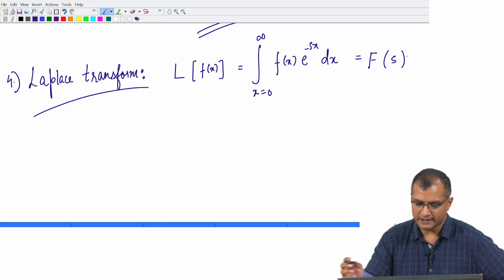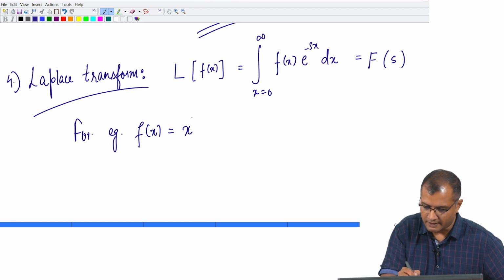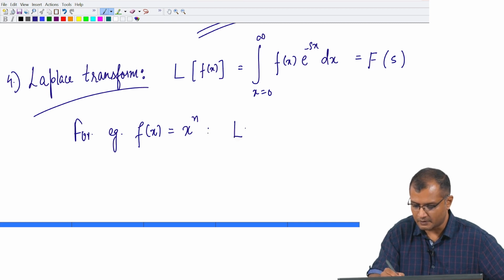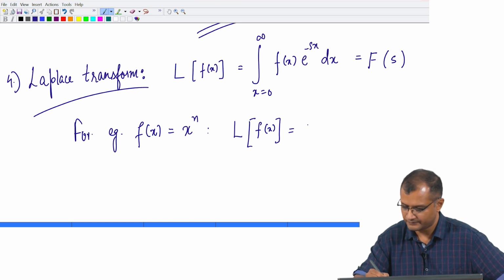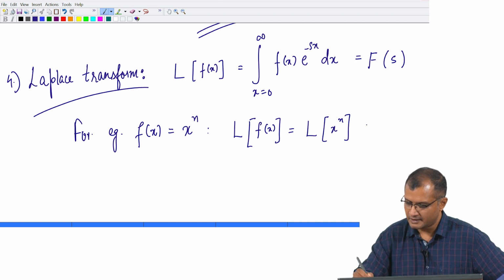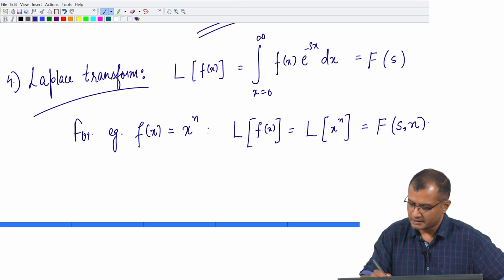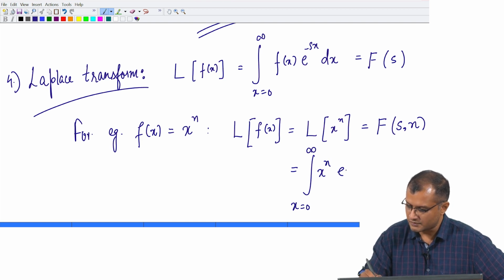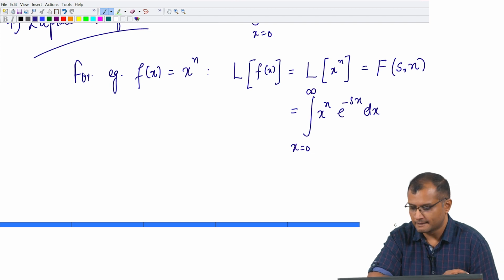Okay. So, now if I take for example, if I take our function as some x to the power n, then the Laplace transform of my function is nothing but the Laplace transform of x to the power n, and this will be a function of both my variable s and the parameter n, because it is defined as an integral, x going from 0 to infinity, x to the power n e raised to minus s x dx. Okay. So, this is very simple.